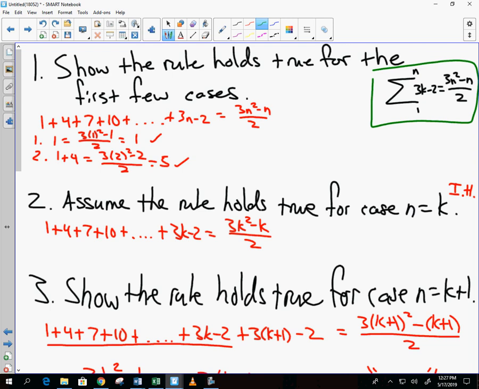There you have it, folks. You try this one on your own. The sum from 1 to n of 3k minus 2 is 3n squared minus n, all divided by 2. Any questions? Everybody got it written down?